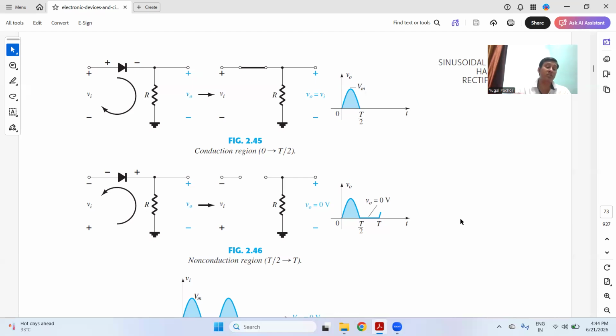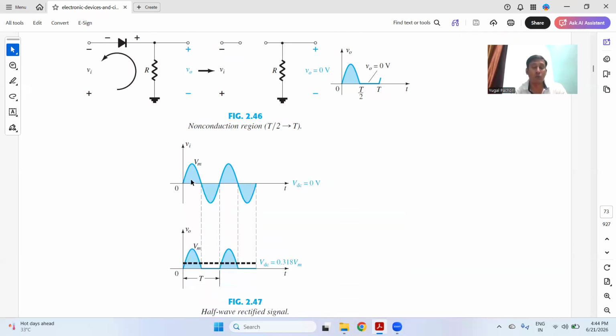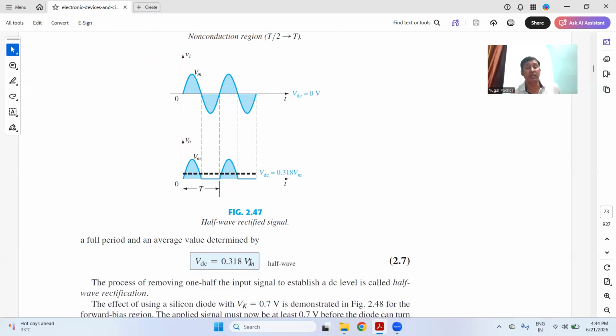So this type of rectification is known as the half wave rectification. And as you can see in the output waveform of the half wave rectifier, these are the two cycles, positive and negative, and you are getting the output only in the positive half cycle, that is plus, then zero. So if you try to take the average of the signal shown in figure 2.47, VDC is equal to 0.318 times Vm, the maximum voltage.